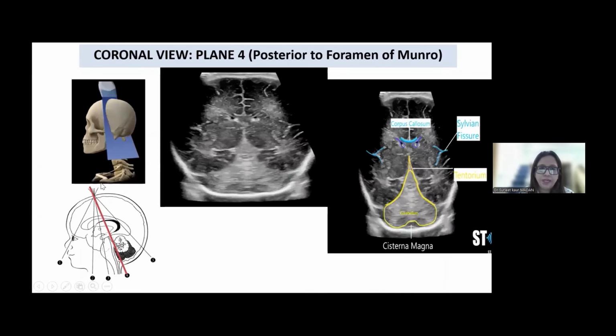So the next plane, we go a little posteriorly, and this is the fourth plane, which is posterior to the foramen of Monro. This is the picture you find, and in this again you can see the interhemispheric fissure. This is the corpus callosum. You can see the Sylvian fissure. You can see the cerebellum here. The beauty of this is that here you can see the cerebellum and the cisterna magnum.